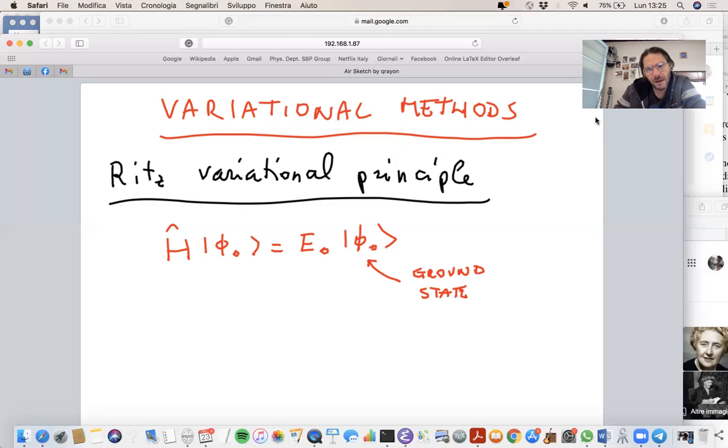Okay? Now, in most cases, I would not know what the ground state is, because if I knew, I would have solved the problem of finding the ground state. Now, let's consider any other state in the Hilbert space.